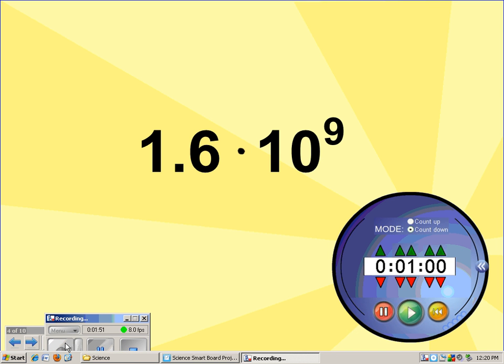This is the scientific notation number for the amount of Lady Gaga's followers on Twitter. Try to put this into standard notation. If you can't, try what you think is best. Ready, set, go.